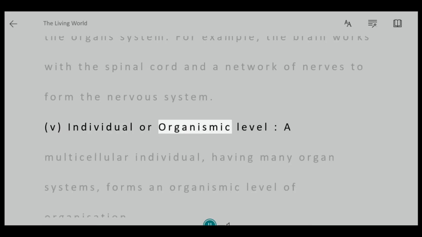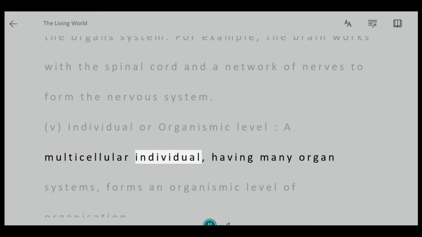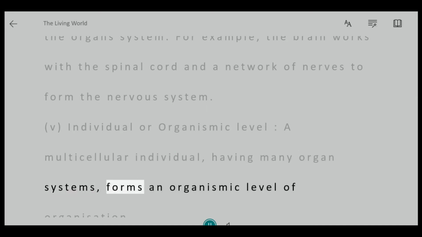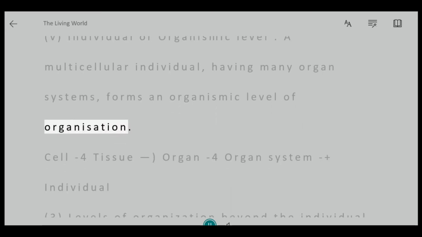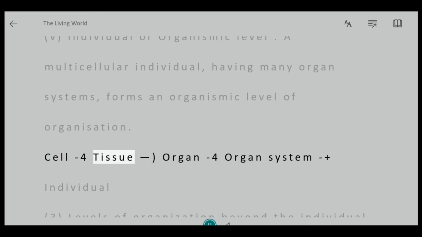5. Individual or organismic level. A multicellular individual, having many organ systems, forms an organismic level of organization. Cell, tissue, organ, organ system, plus individual.